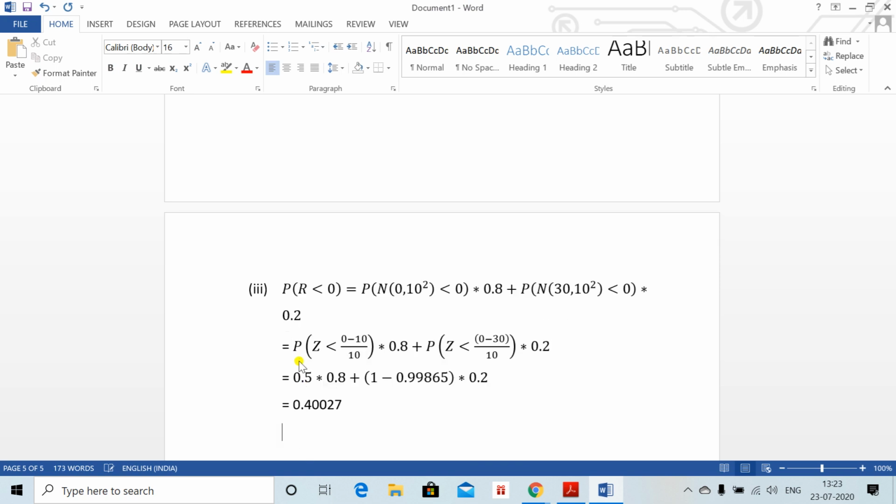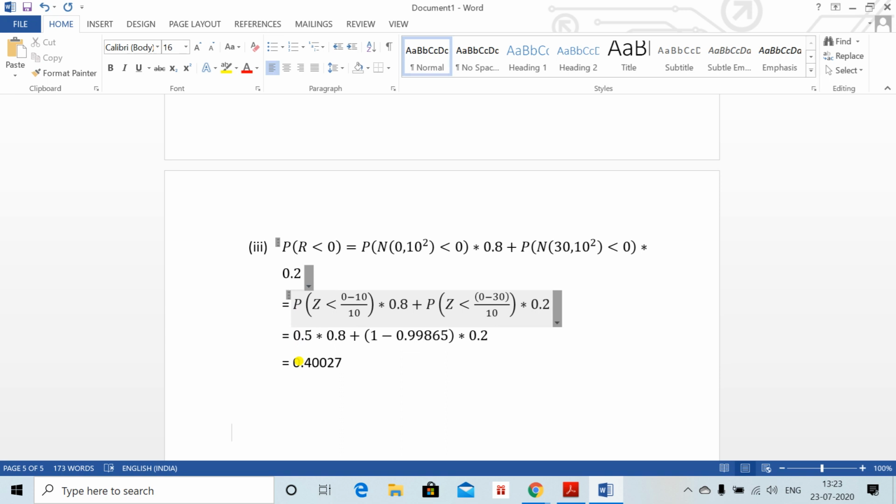Ma'am, do you want the shortfall probability? Yes, shortfall probability. For R, it's 0.40027. The answer I know.